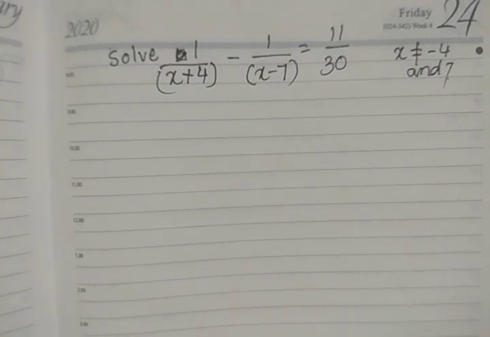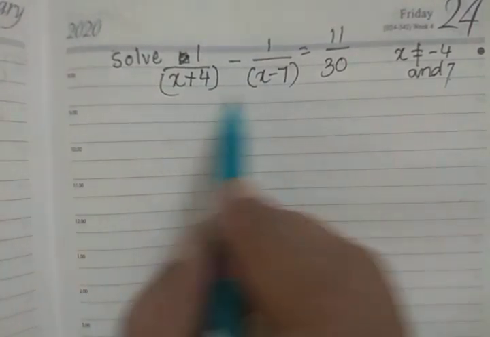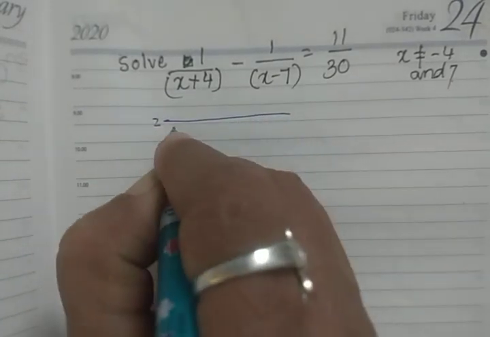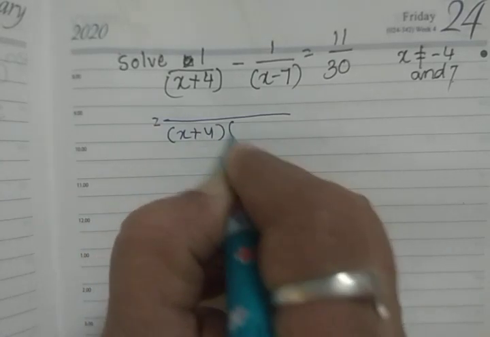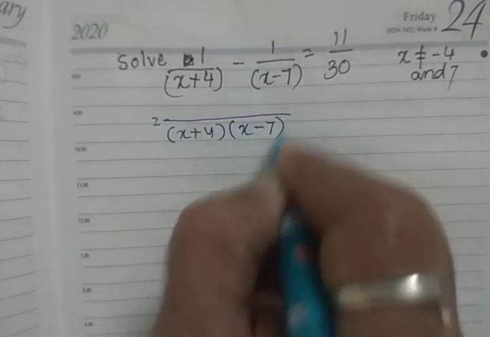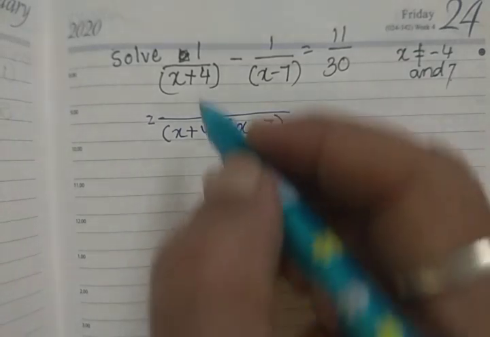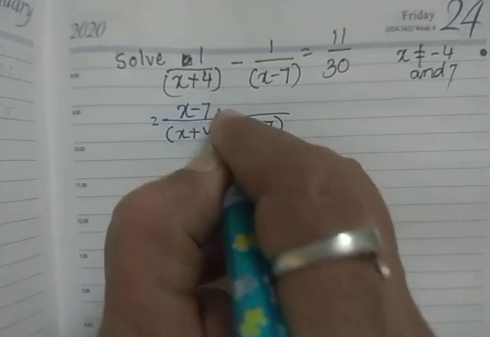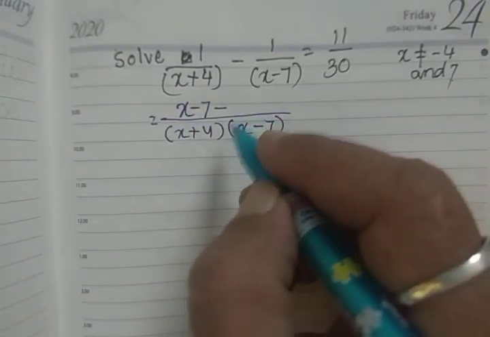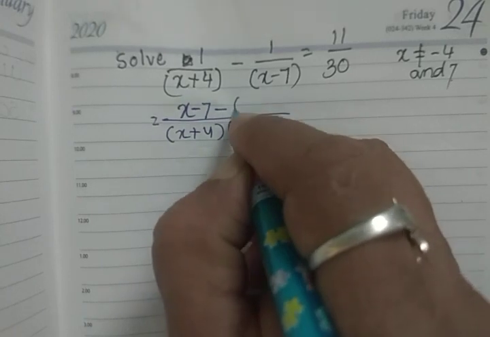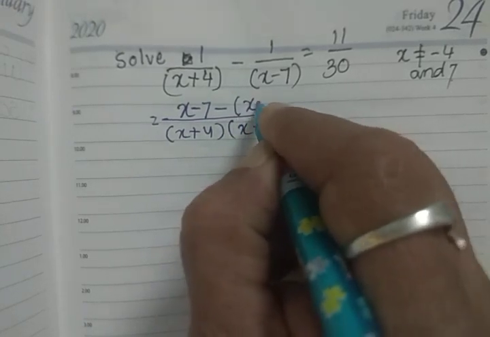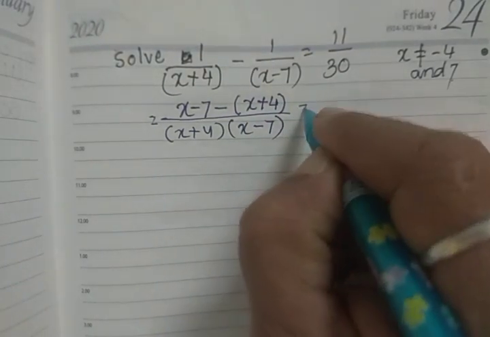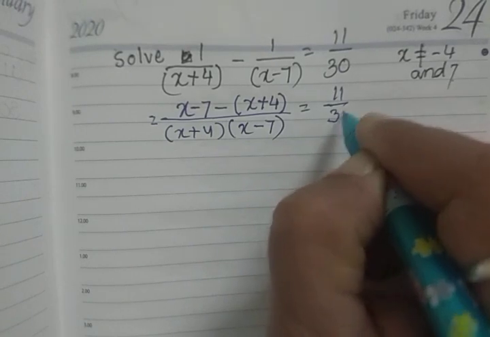So if this type of a question is given, what we need to do? We have to take the LCM and we have to add it. The LCM will be x plus 4 into x minus 7. Clear? So here x minus 7 will be left, minus x plus 4. Whenever you have a minus, you should be a little bit careful and you have to take that expression in a bracket, is equal to 11 by 30.